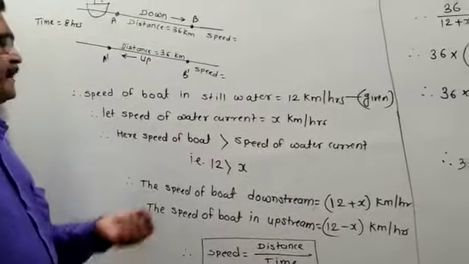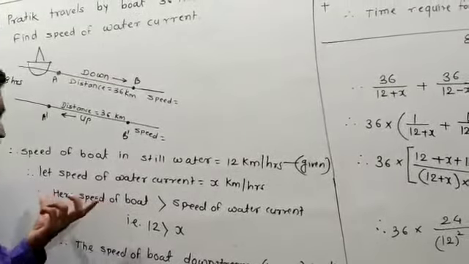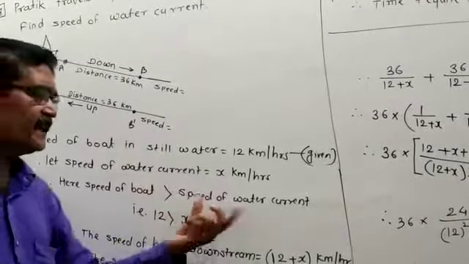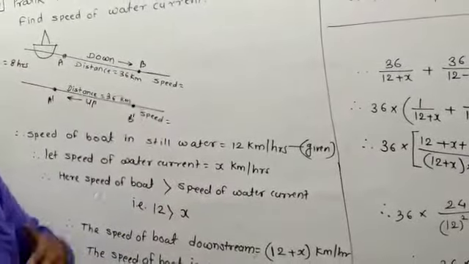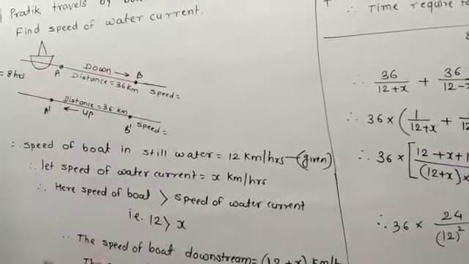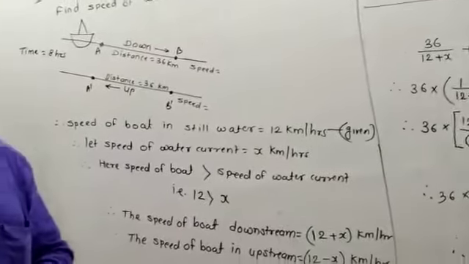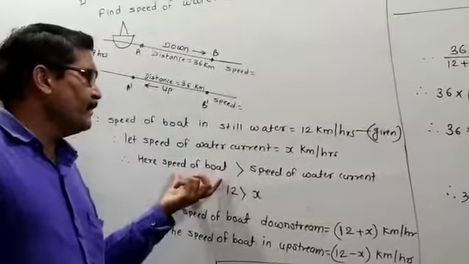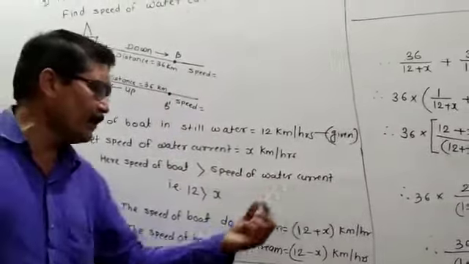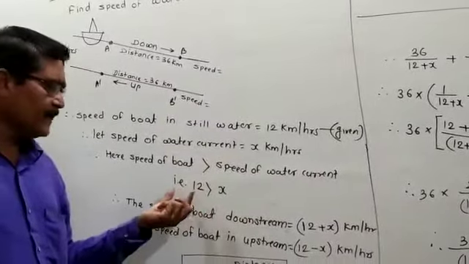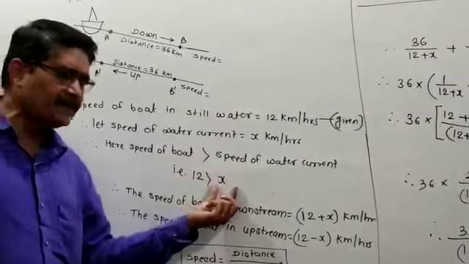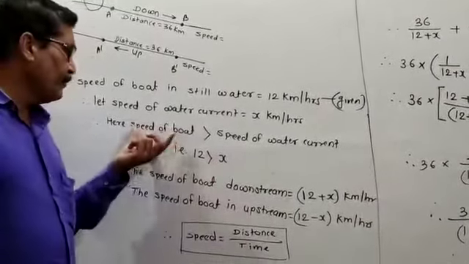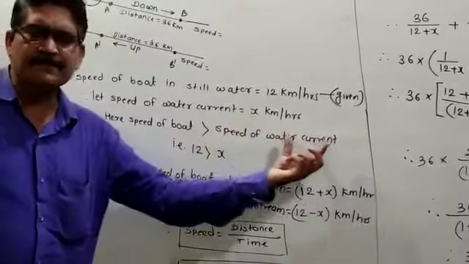Here, if you observe, the speed of the boat is always greater than the speed of the water current. If the boat goes upstream, it has to overcome the speed of the stream. That's why the speed of the boat is every time greater than the speed of the water current. So this 12 km per hour is greater than this x km per hour.